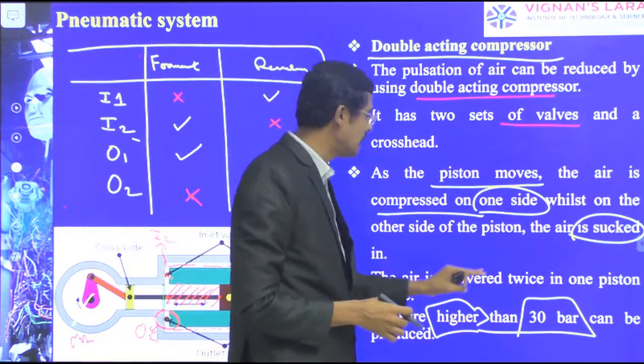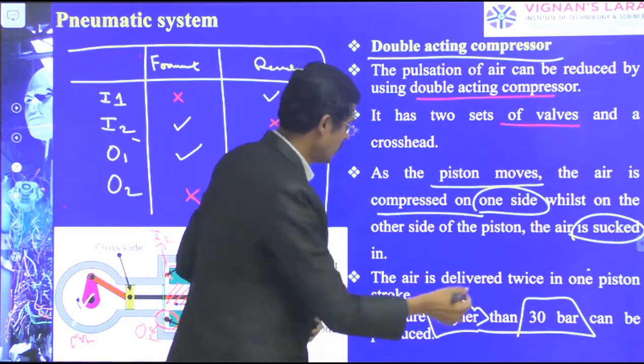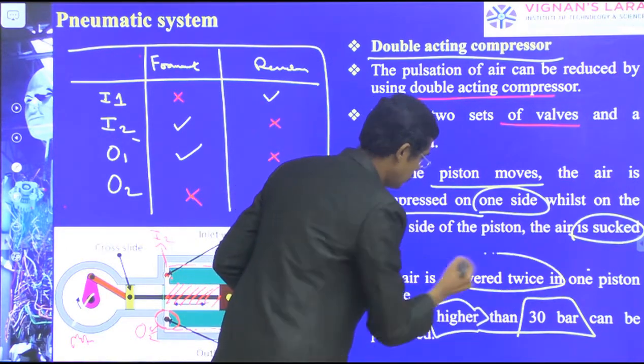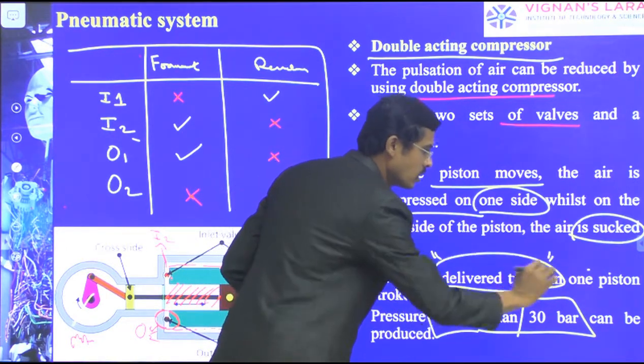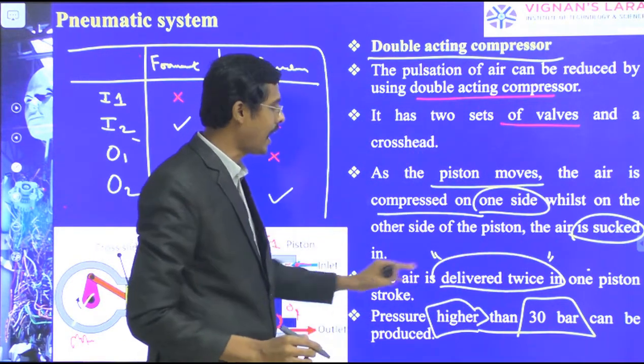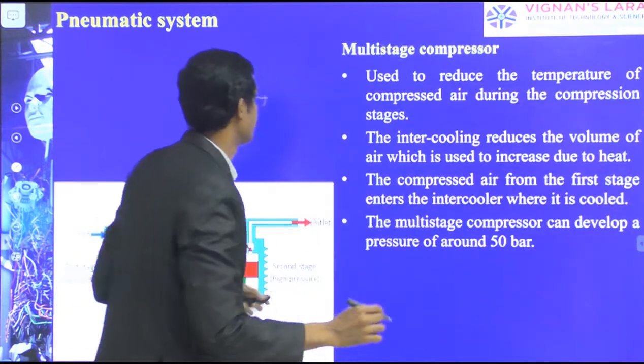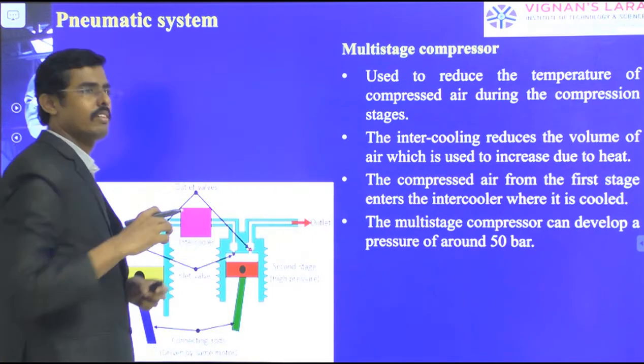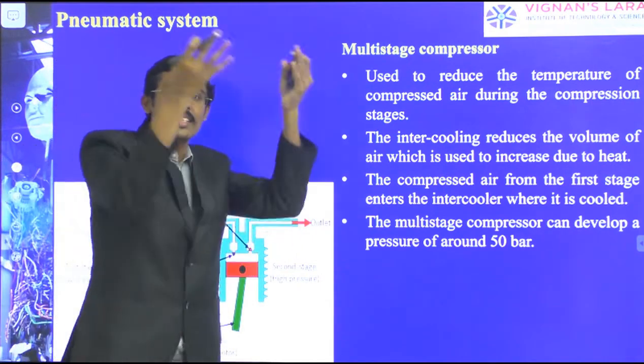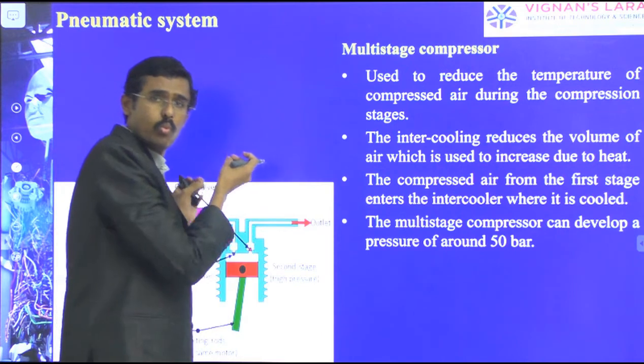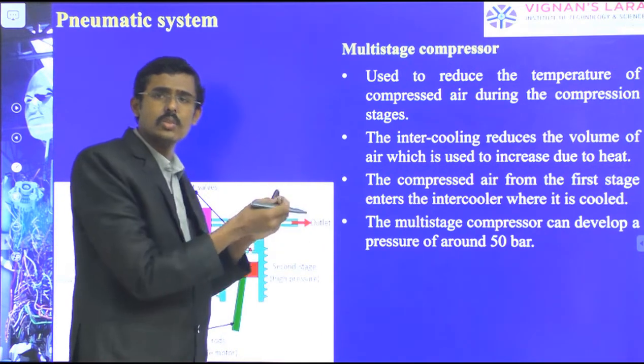The air is delivered twice in the one piston. Air is delivered twice, important word. Air is delivered twice in one piston stroke. Pressure higher than that of the 30 bar. Now I am coming here with some multiple stages. We are increasing the pressure from the one normal piston to double acting.